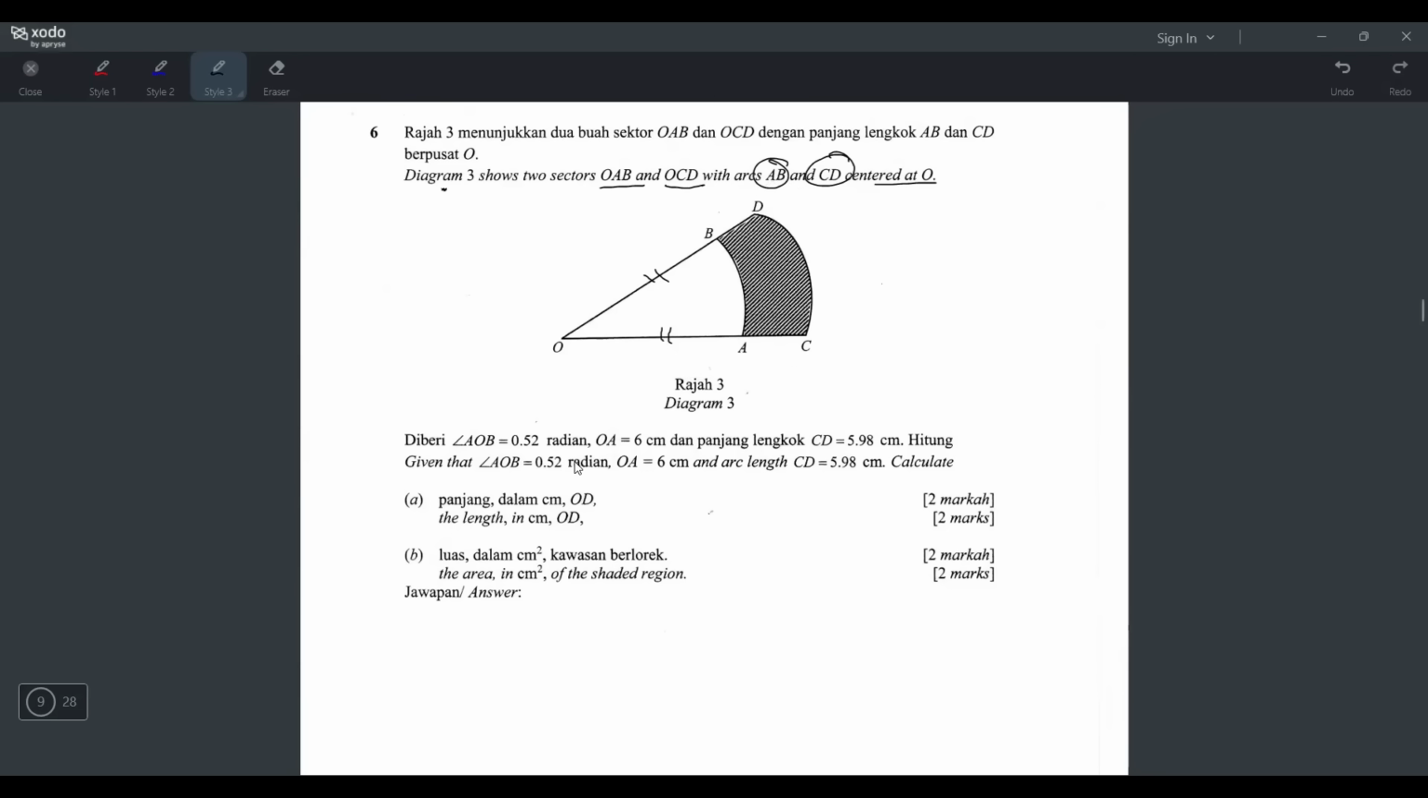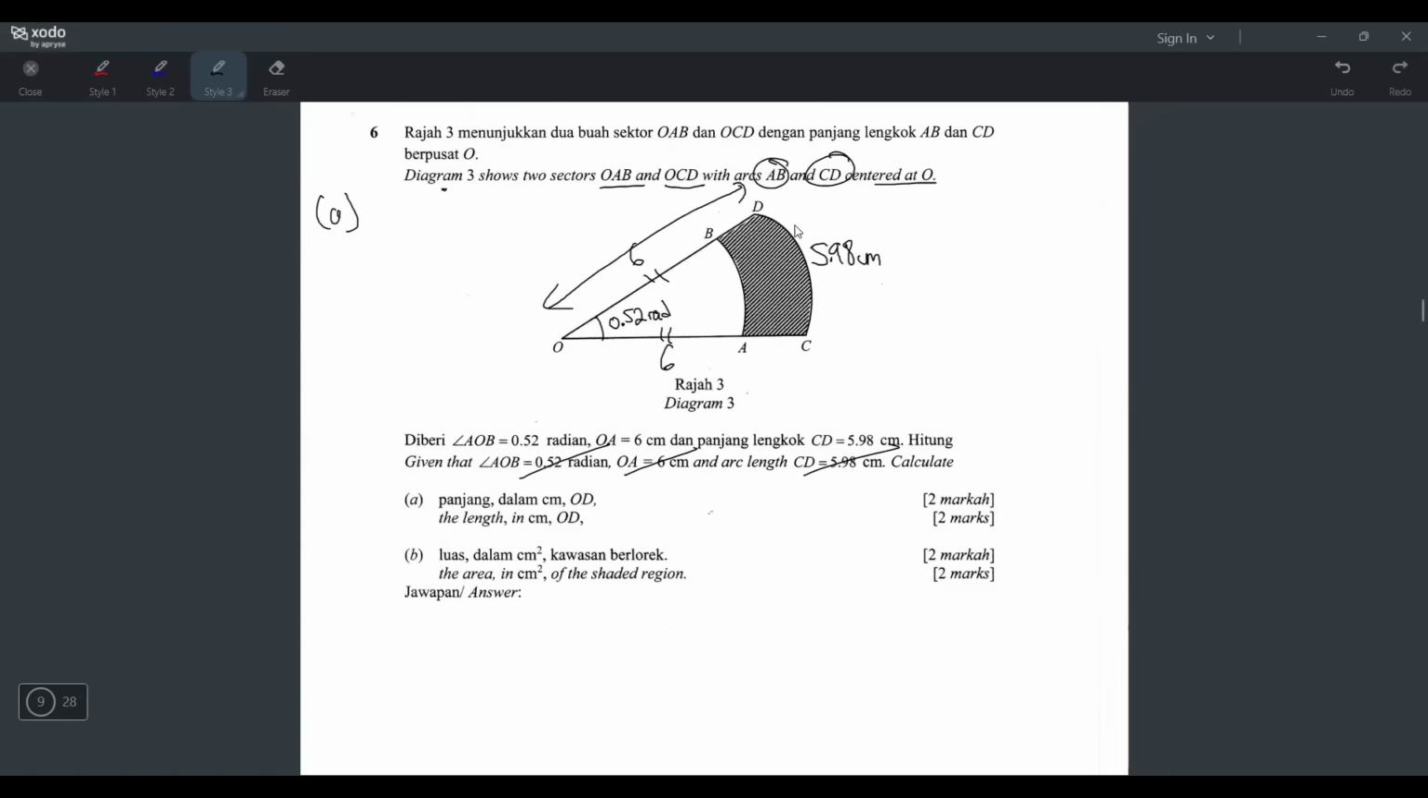Given that angle AOB is 0.52 radian, alright, that's good. They gave us the angle, so we should label. Okay, it's in radian. OA is 6 cm, so this one is 6. So OB should be 6 also, because this is the radius. Both these lines are the radius for the small sector. Arc length CD is 5.98, so that one I can write here and confirm later. Can use the arc formula, because they give us the arc answer. So we can use the arc formula to find back the radius or the angle. Okay, number one says calculate the length of OD. Okay, length of OD, it means they want to find the radius of the big sector.